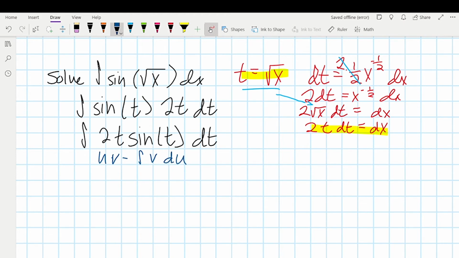So in this case I'm going to rewrite these now. So our u is going to be 2t, and that makes our du 2 dt, and our dv is going to be sine of t, which makes our v negative cosine of t.